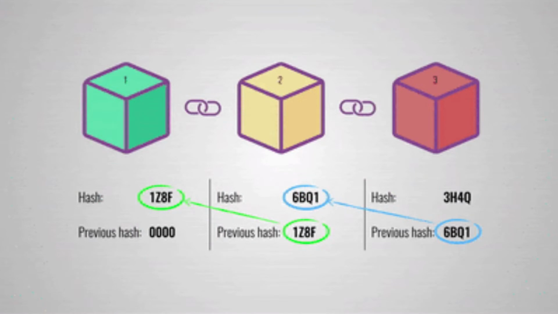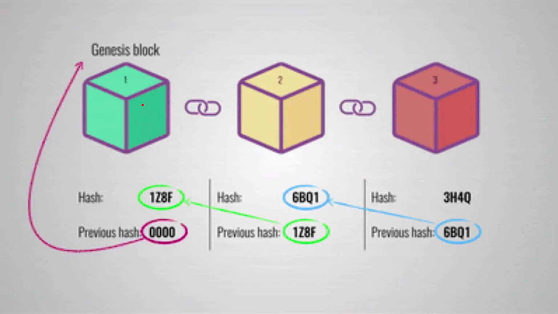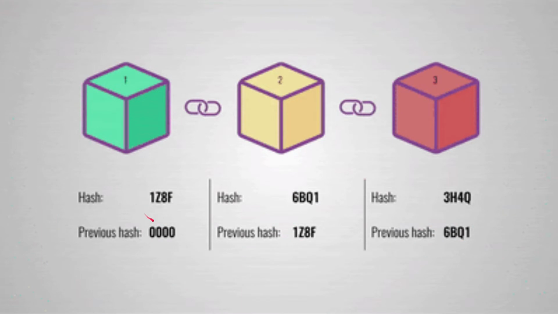Now let's try to understand this with the help of an example. Consider that we have three blocks in a blockchain: block 1, block 2, and block 3, and the hash values and previous hash values are stored accordingly. Since there is no prior block to the first block, which is also known as the Genesis block, the previous hash value stored in this block will be pointing to null.